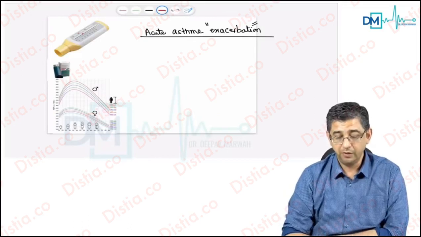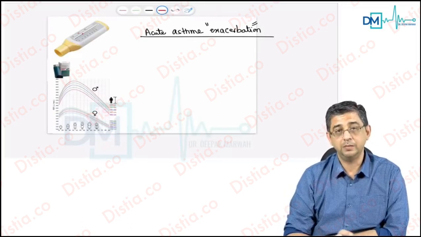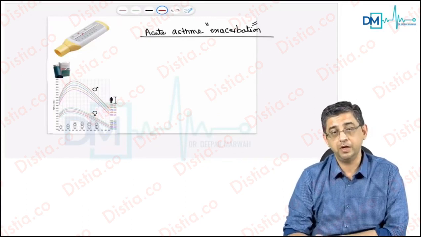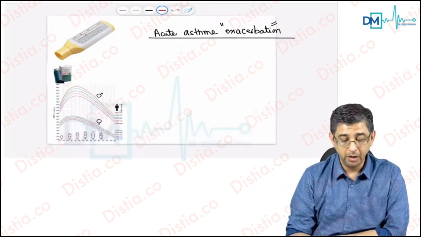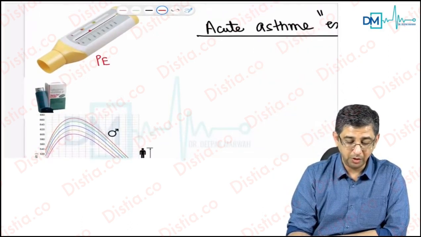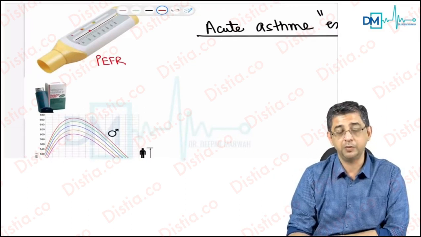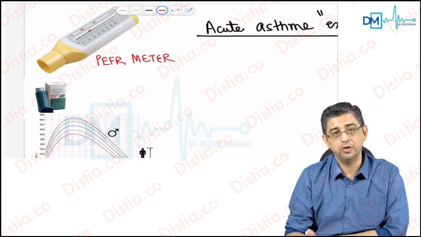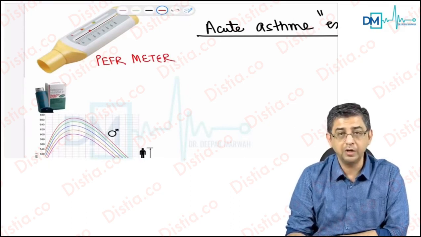We shall now be discussing management of an acute asthma exacerbation. For a person to understand that he is deteriorating, we need objective evidence, because every patient will say I'm having breathlessness. So ideally, for objective evidence, I will ask the patient to purchase from Amazon or any other medical website a peak expiratory flow rate meter. The cost is hardly about 400-500 rupees, so it's fairly economical.